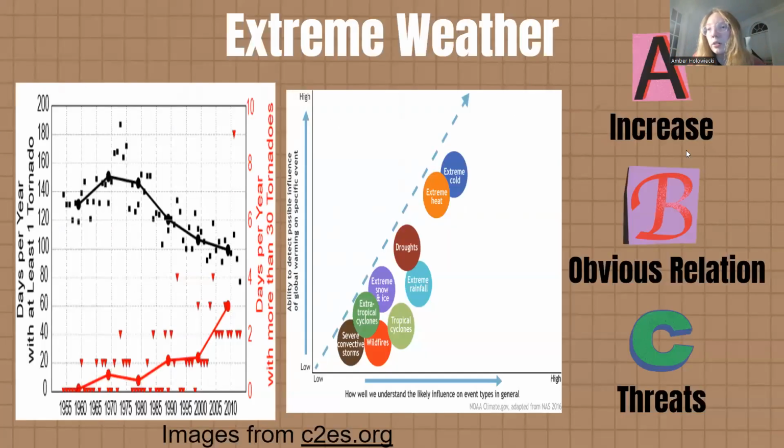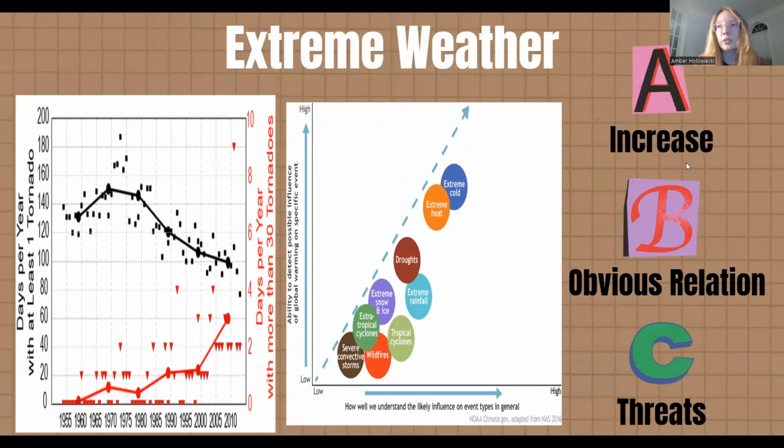And another big factor is extreme weather. So essentially what the consensus view is saying is that an increase in global temperatures shows a drastic increase in extreme weather happening, whether it be snowstorms, heat, droughts, rainfall, cyclones, whatever have you. When there is an increase in temperature, there is an increase in extreme weather. And this is shown by both graphs.